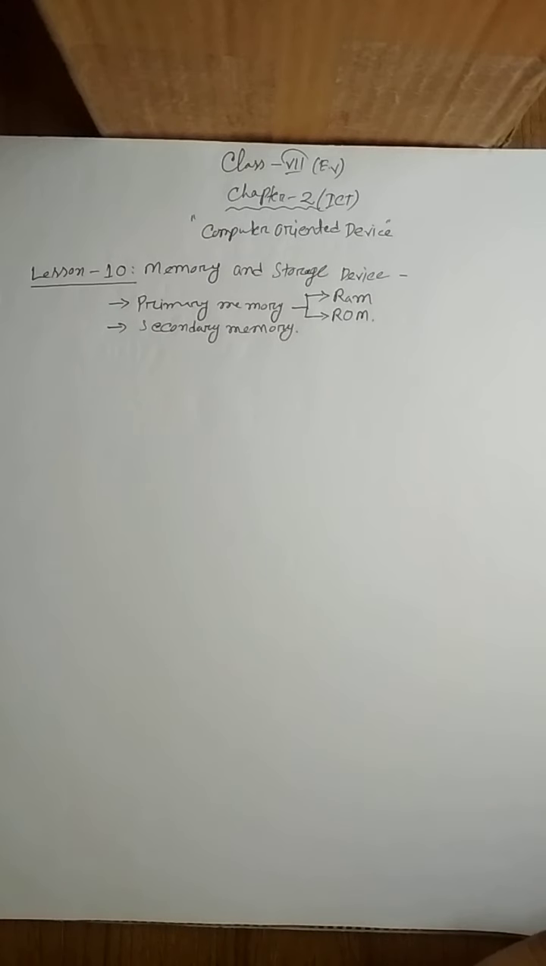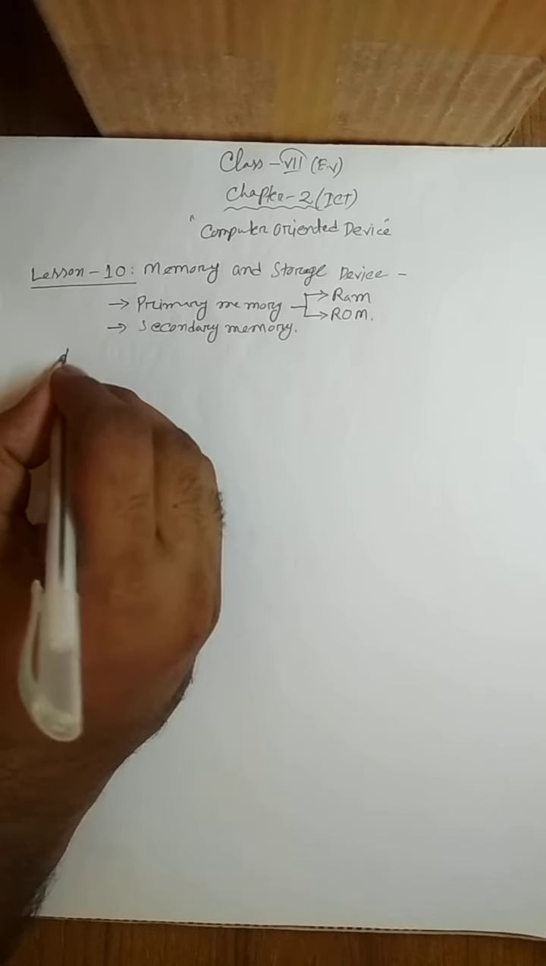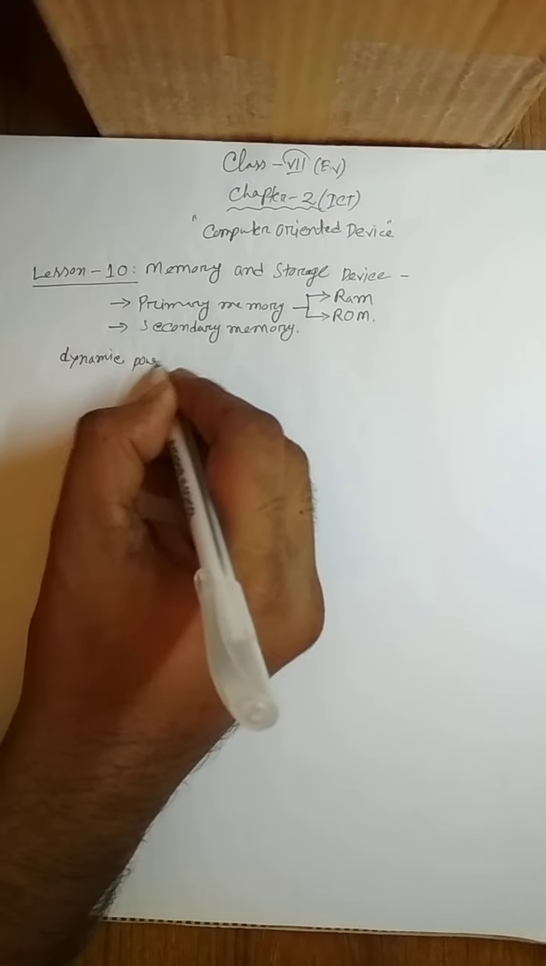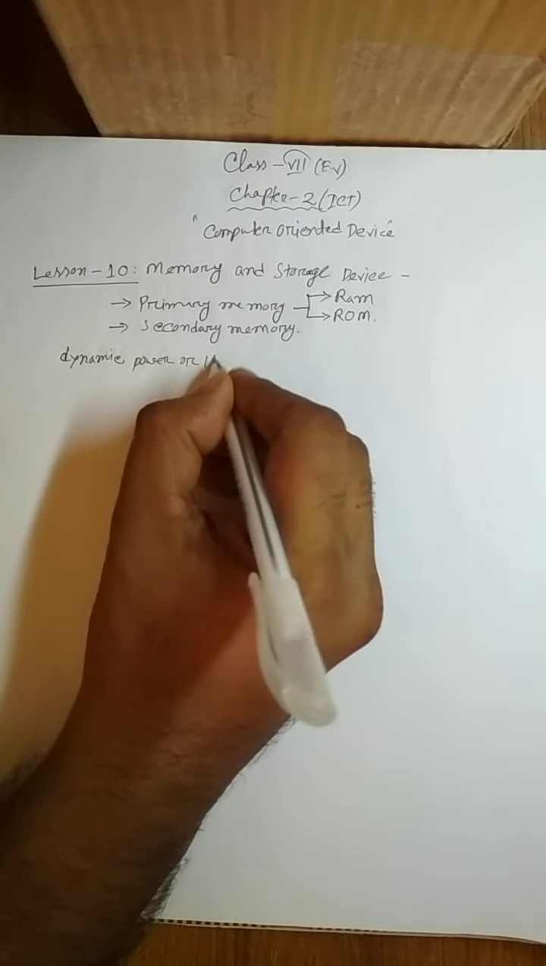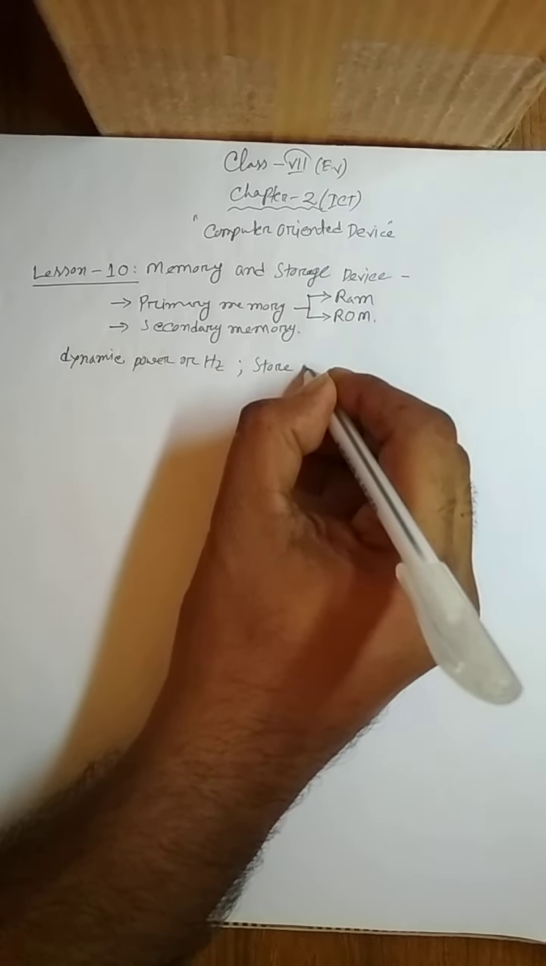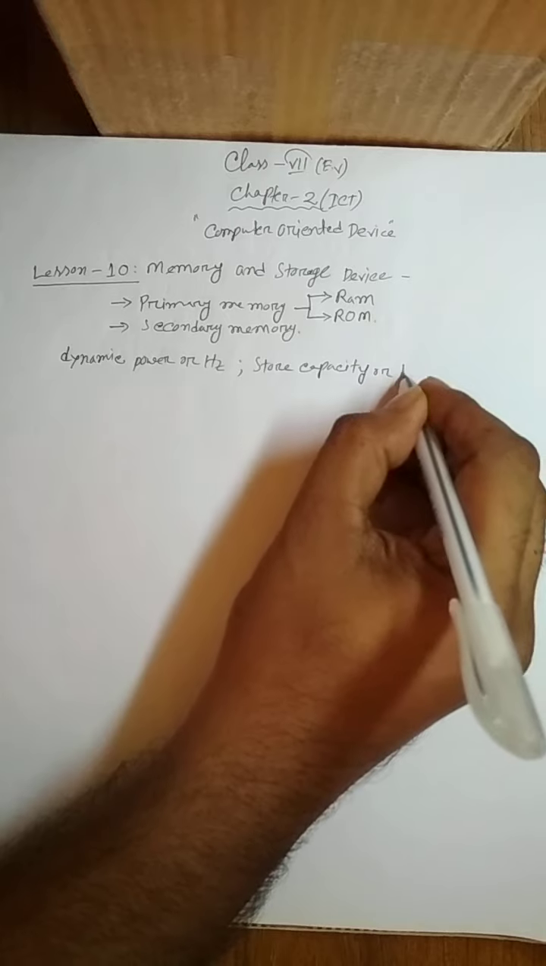The capacity of primary and secondary memory is expressed in two ways. One, through dynamic power or hertz, and another is storage capacity or byte.